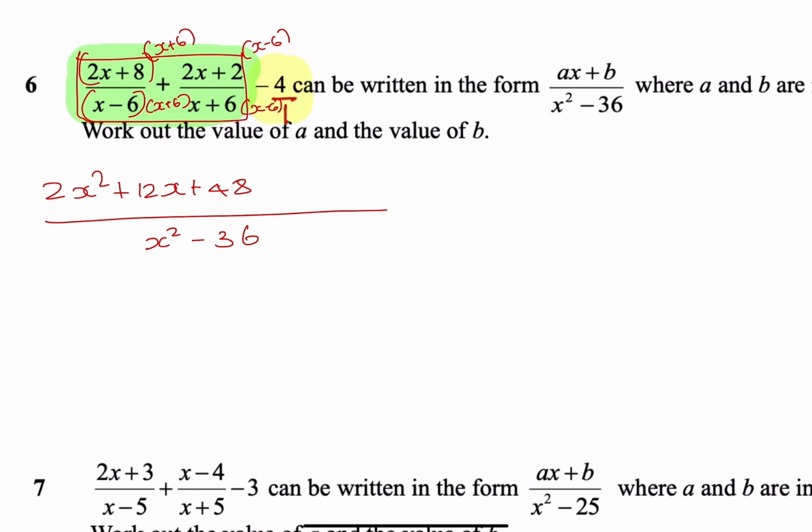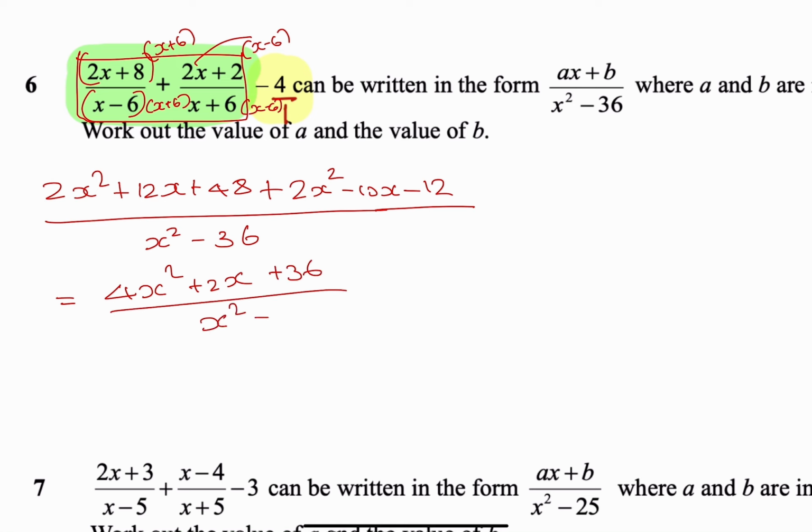Difference of squares, technically, if you look at it, for factorizing. Plus you expand this: 2x times x is 2x squared, then minus 12x plus 2x is minus 10x, minus 12. That will give you 4x squared plus 2x plus 36 over x squared minus 36.